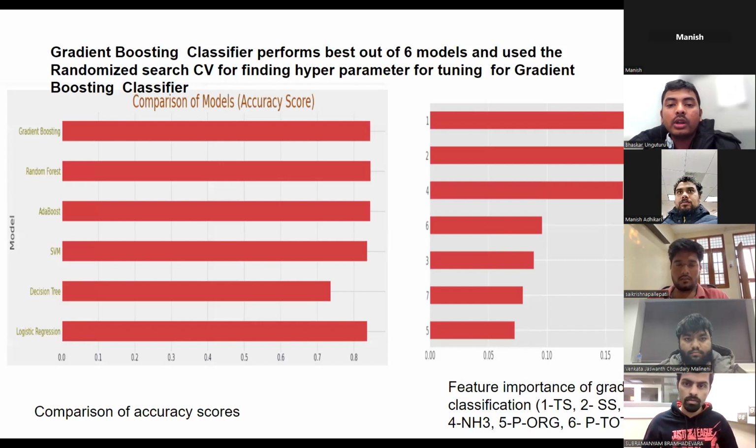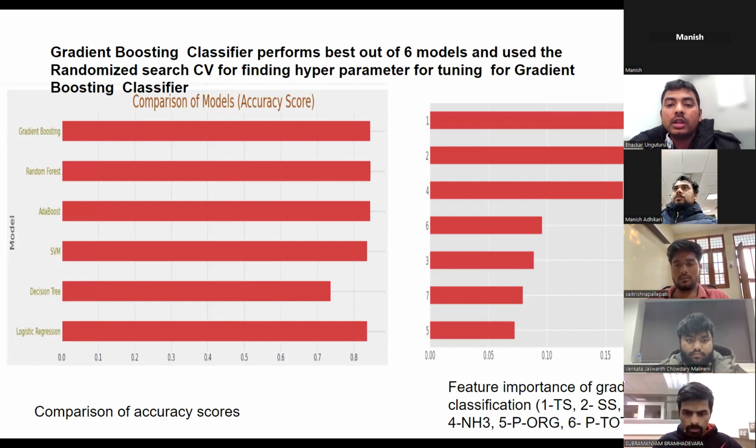After using all the models, this is the plot diagram which shows the accuracy scores of each different classification model. Out of the 6, the best model is the gradient boosting classifier. The right-hand side image is the feature importance of that feature. The first one is total solids, the second one is SS, and the third one is BOD5.